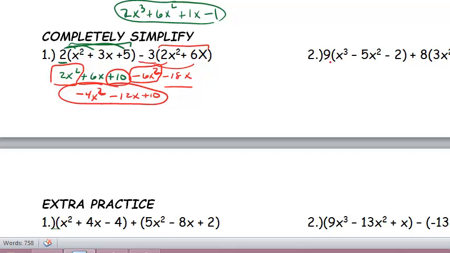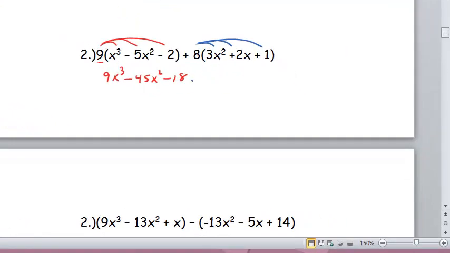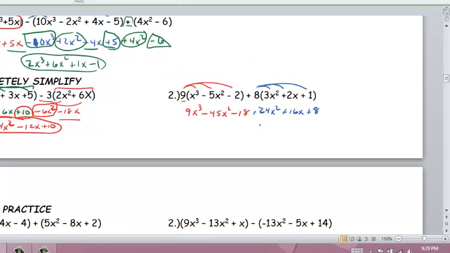The second problem here, very similar. First, the set of parentheses here, where this polynomial is going to have the 9 distributed. So, 9x to the third minus 45x squared. 9 times negative 2 is negative 18. The second polynomial will have 8 distributed to it. So 8 times 3x squared is 24x squared. 8 times 2x is 16x. And 8 times 1 is 8.